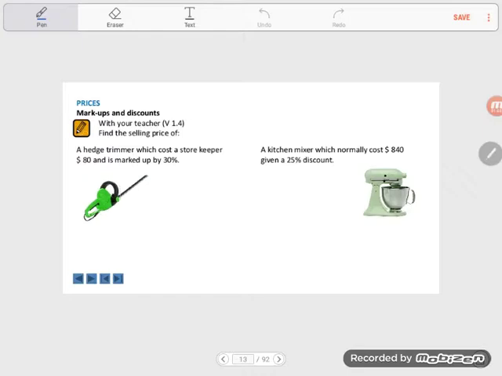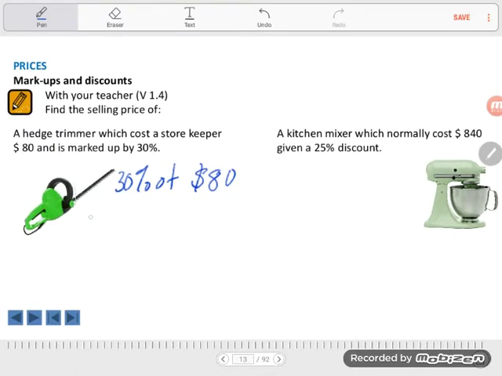So this hedge trimmer cost a storekeeper $80, so the storekeeper might have bought it from the hedge trimmer factory or something like that, and they mark it up by 30%. Okay, so to calculate this we want to find 30% of $80. Now, of course, we can do the calculation using a calculator. 0.3 times 80, and that's fine. You have full access to a calculator in the test.